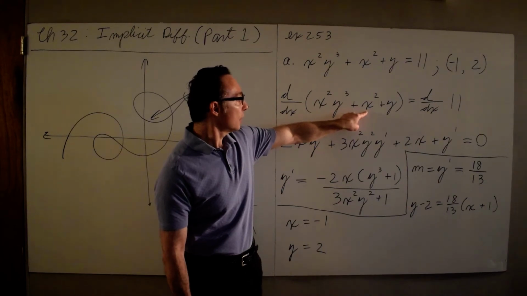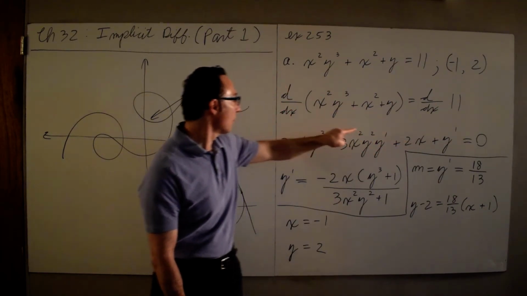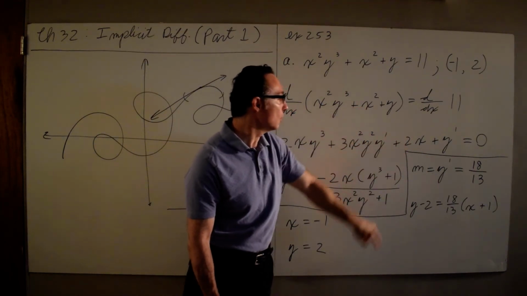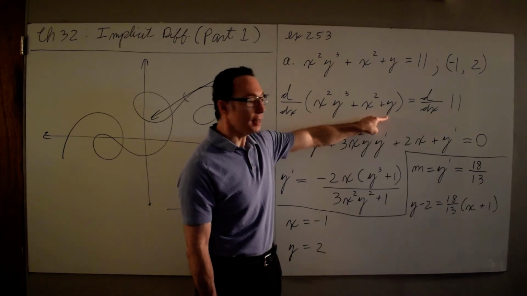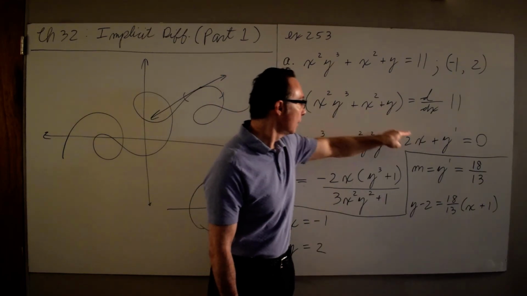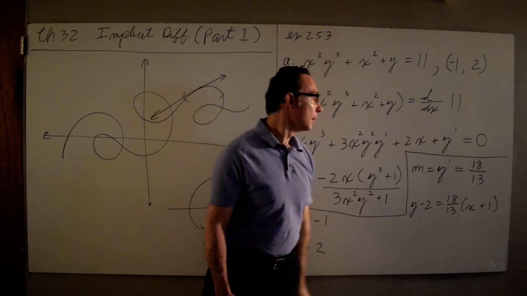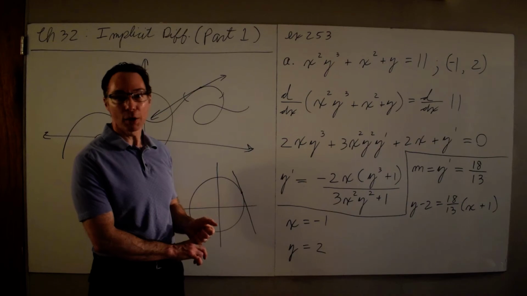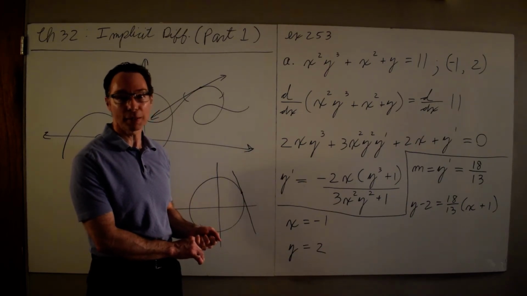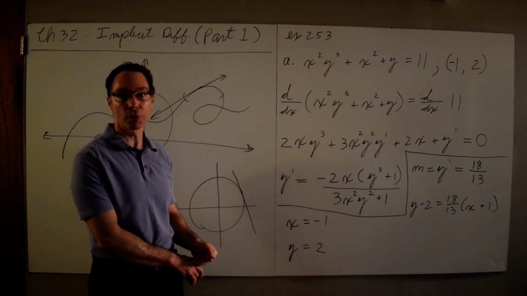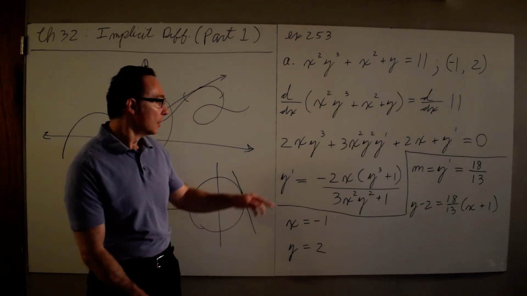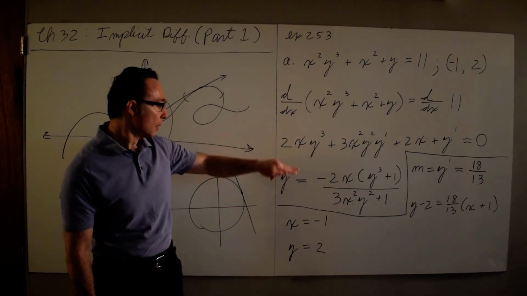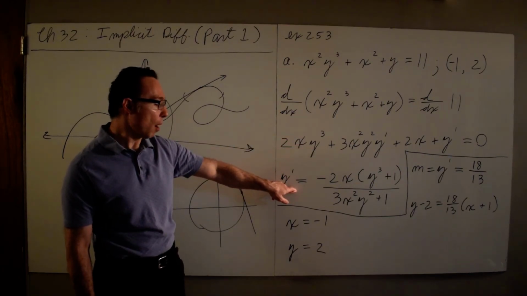Then we take the derivative of x squared, which is 2x. Remember, we're differentiating with respect to x. So the derivative of x squared is simply 2x. The derivative of y is not 1. The derivative of y is the derivative of y. Remember, y is a function of x, so we have to treat it like a function. So the derivative of y with respect to x is not 1. It's the derivative of y with respect to x. So now we have an equation with three variables, x, y, and y prime. We solve for y prime in terms of x and y.